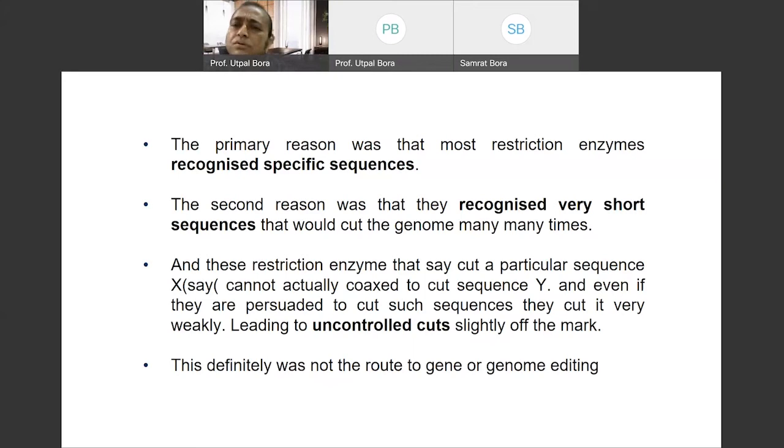So, as I said, these restriction enzymes cannot be modified or coaxed to cut other sequences. Say it cuts the sequence X, you cannot modify it to cut sequence Y. Even if they are persuaded to cut such sequences, they cut very weakly, leading to uncontrolled cuts which are slightly off the mark. Sometimes it is way off the mark. So this definitely was not the route to gene or genome editing.